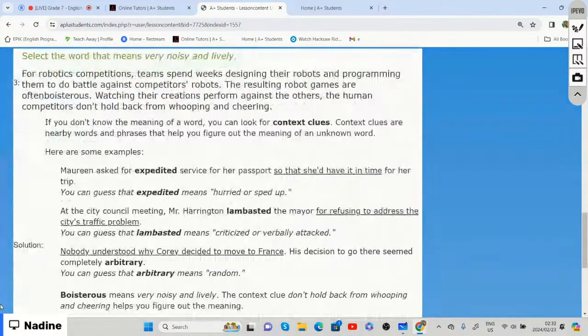For robotics competitions, teams spend weeks designing their robots and programming them to do battle against competitors' robots. The resulting robot games are often boisterous, watching their creations perform against the others. The human competitors don't hold back from whooping and cheering.